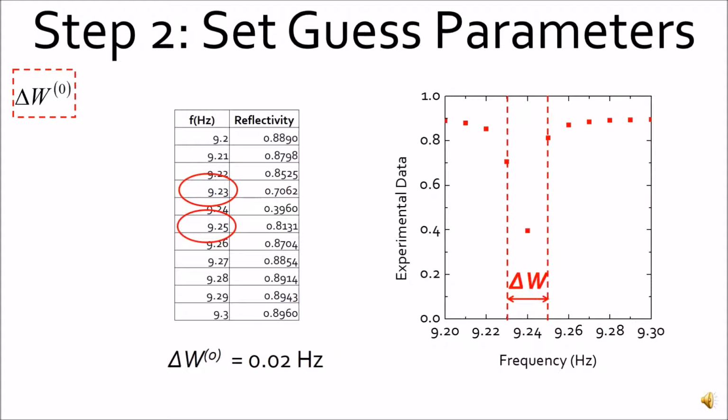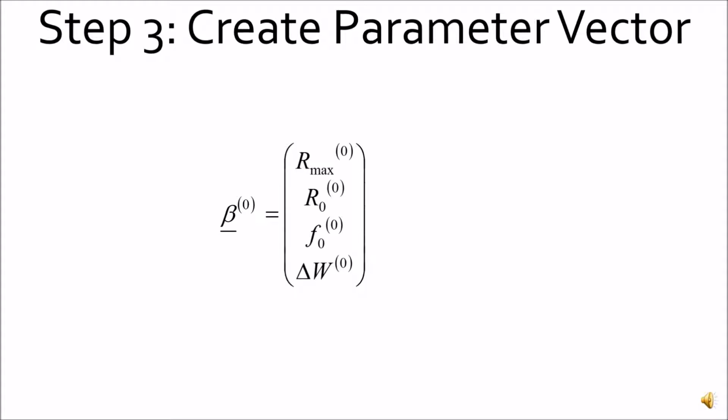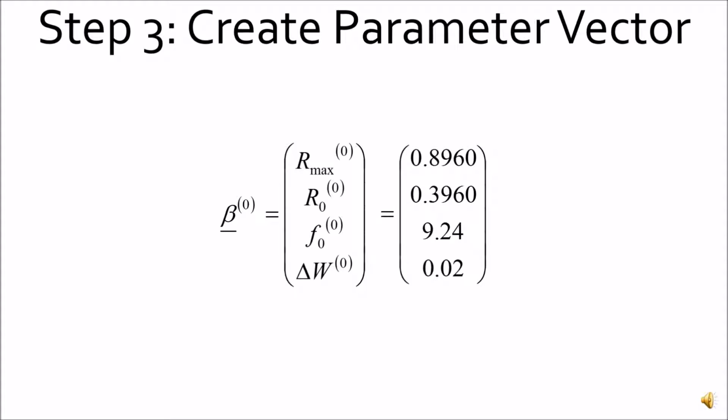Like I say, when it comes to carrying out this algorithm, you don't need to be too accurate. You just need to have some reasonable starting values and then let the algorithm do the rest. Okay, so when we have these parameters, the next thing you do is you put them into a column vector. So we label this vector beta, and because it's the initial starting parameters, we use a superscript 0. And we have to choose an order. Doesn't matter as long as we're consistent throughout our algorithm. We just do it in the order that I identified these parameters: R max, R0, F0, and delta W. And we just fill this vector with these values as we identified in the previous step.